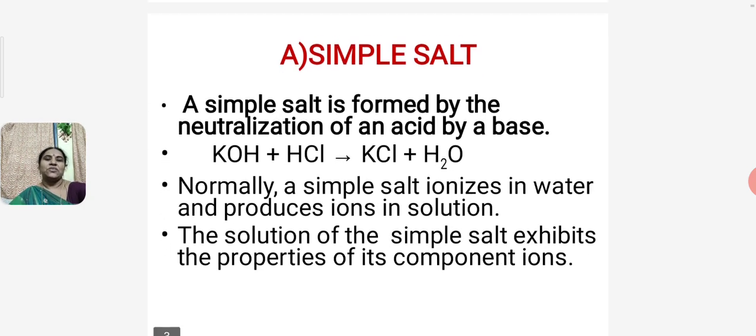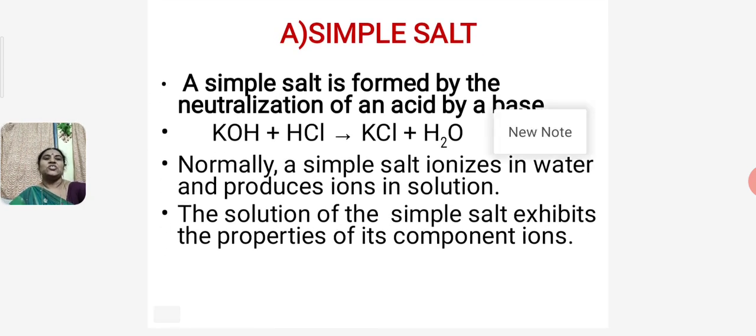What is a simple salt? In your lower classes, you might have learnt about what is neutralization reaction. A reaction in which an acid reacts with a base forming salt and water is called as a neutralization reaction. Here you can see the reaction between potassium hydroxide and hydrochloric acid. They react forming KCl and water.